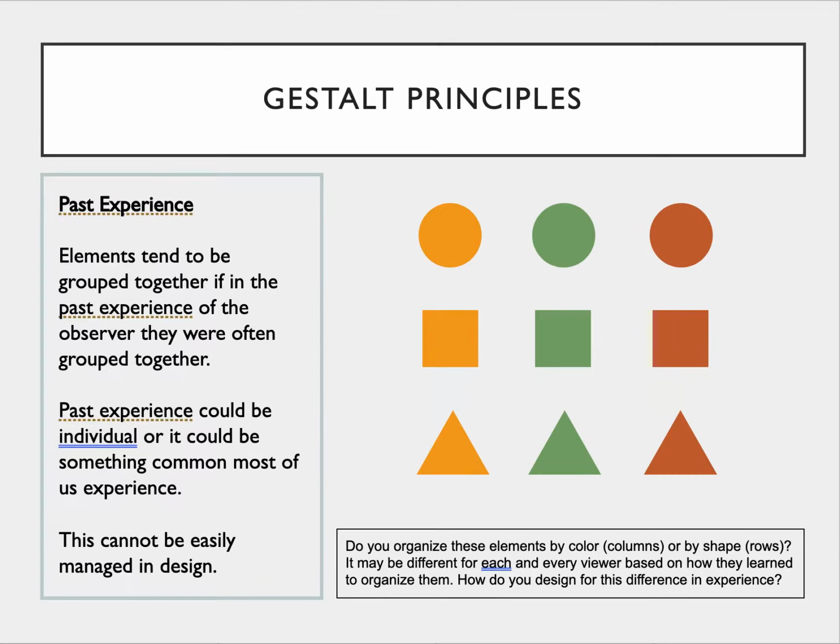Past experience. Elements can be grouped together if the past experience of the observer was taught that they were grouped together. This is very similar to what we just did with the apple earlier. This is something that could be purely individual, or it could be something common to our society. And it's very difficult to manage this.